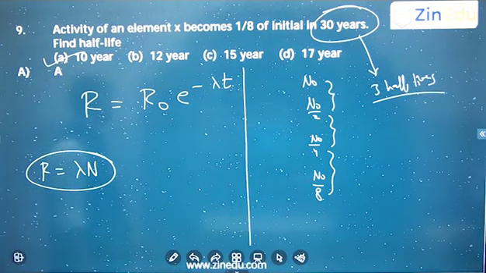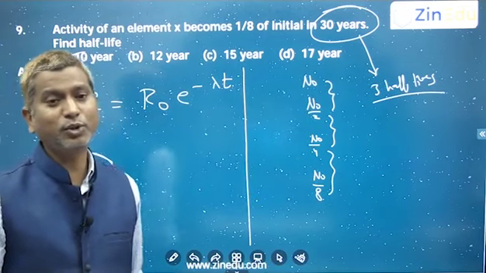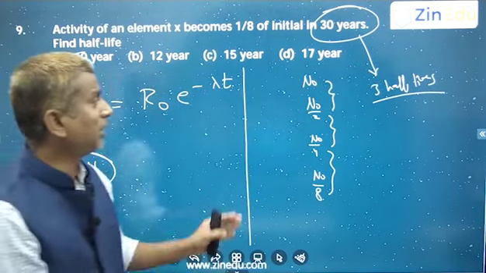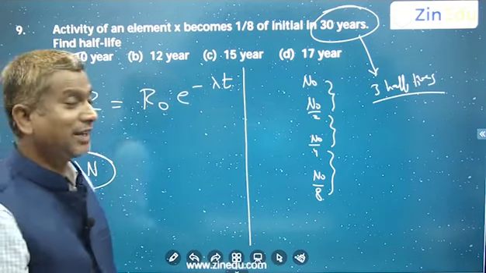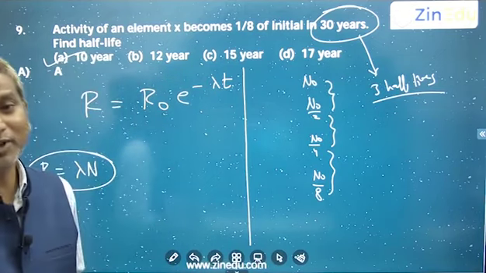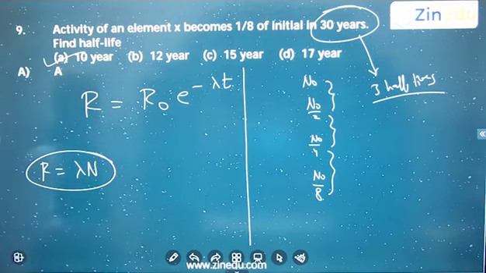Because activity is linked with the number of nuclides only, the number of nuclides becoming 1/8 of the original means activity also will become 1/8 of the initial. That is the logic. Activity is directly proportional to the number of nuclides present at that particular instant. All right. Next.